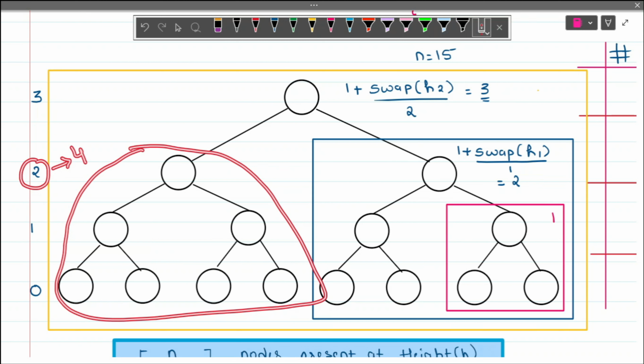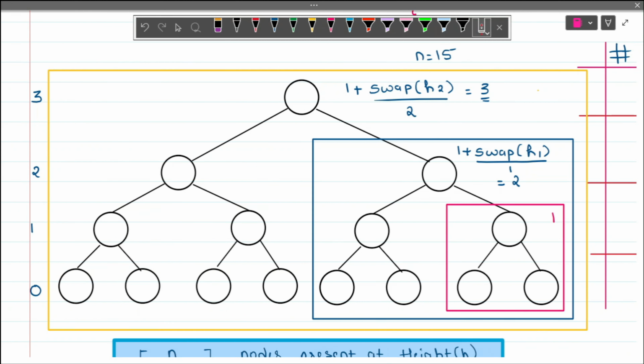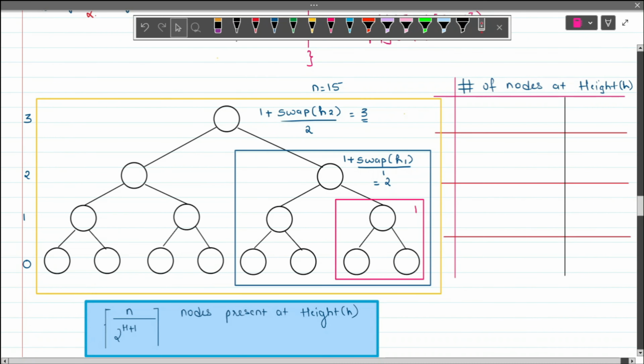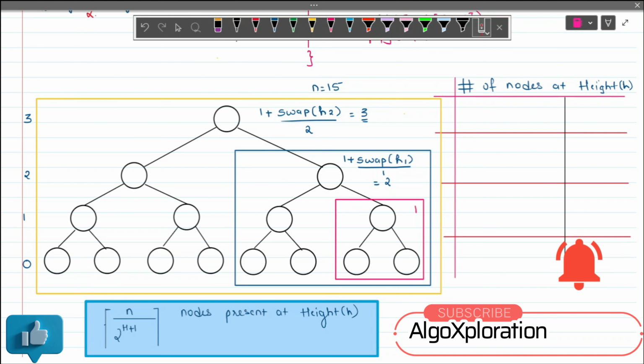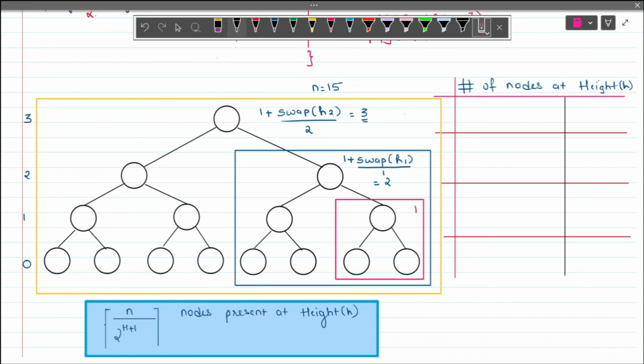So let's see at a particular height how many maximum nodes are present. Okay, now the formula is actually n by 2 raised to h plus 1 taking ceil value. So after putting the values in this formula, given that the number of nodes are 50, the answer we get is number of nodes at height 0 is 8, number of nodes at height 1 is 4, number of nodes at height 2 is 2, and the number of nodes at height 3 is 1.